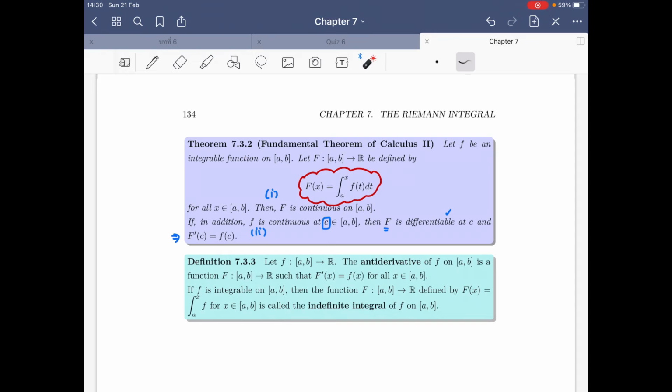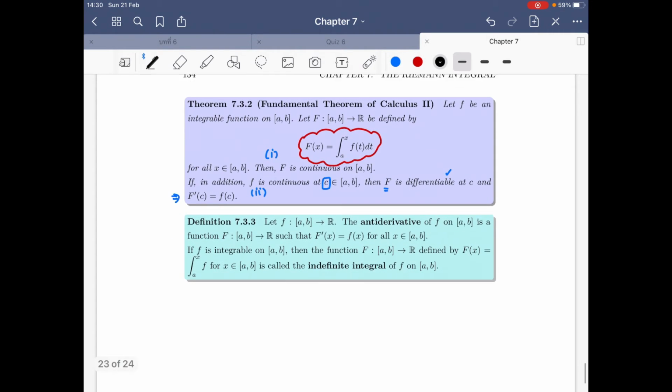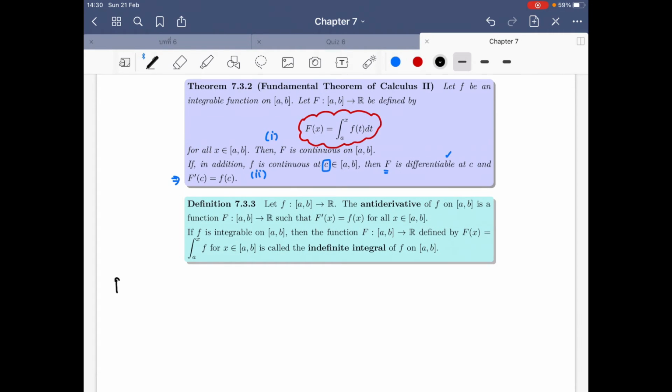So this is just like saying that integration is somehow the operation that is an inverse of the derivative. This is, roughly speaking, how it is interpreted. So let us do some proof.